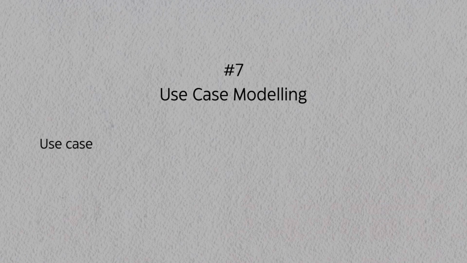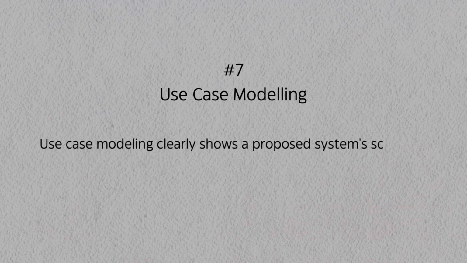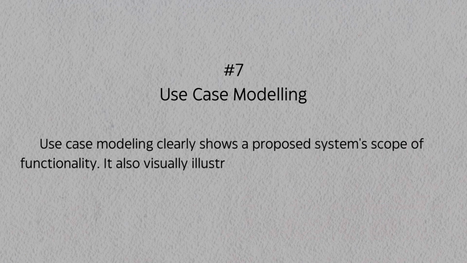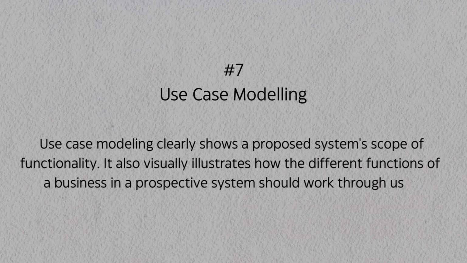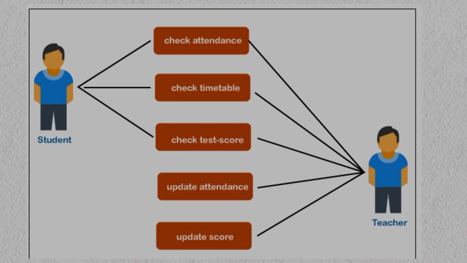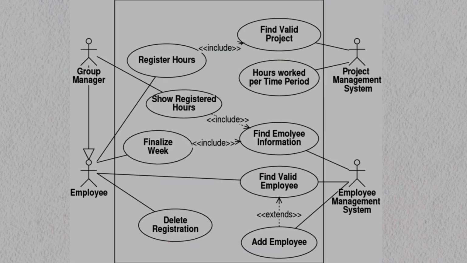Number 7 is use case modeling. Analysts work with use case modeling primarily during the design phase of the software development project. Use case modeling clearly shows a proposed system's scope of functionality. It also visually illustrates how different functions of a business in a prospective system would work and interact with each other.